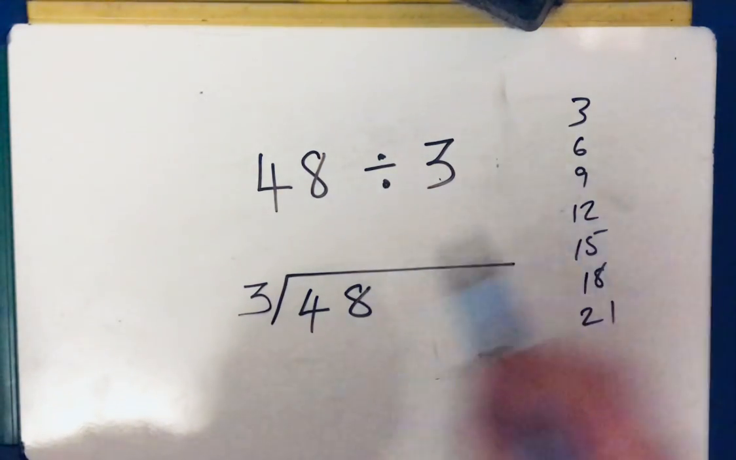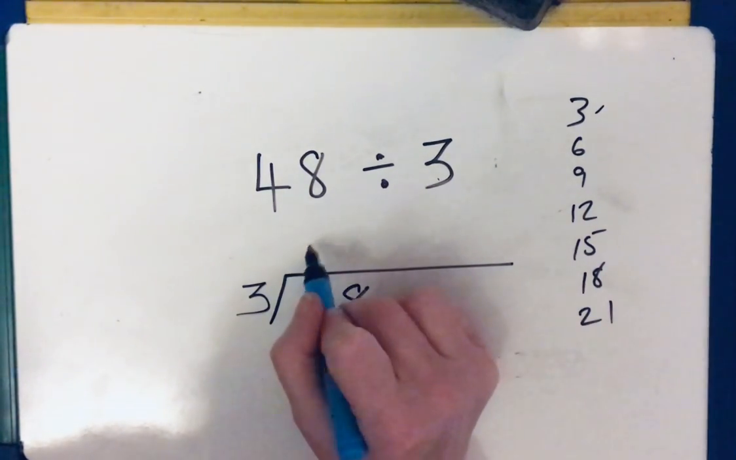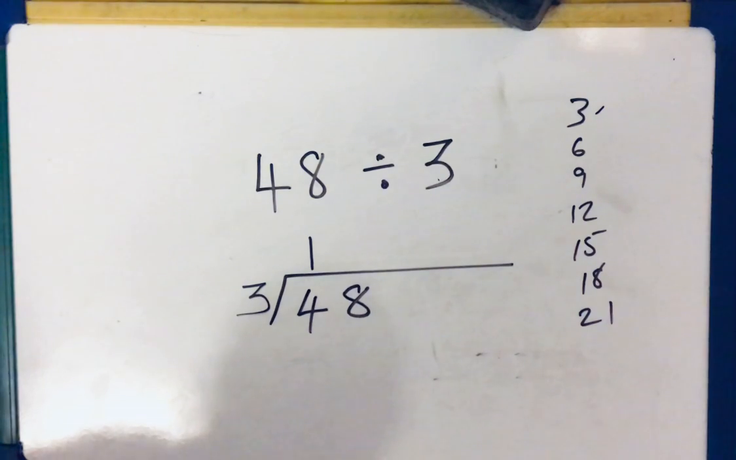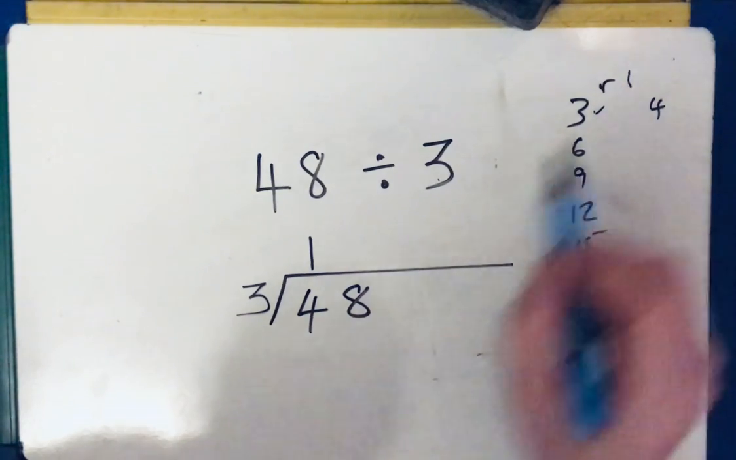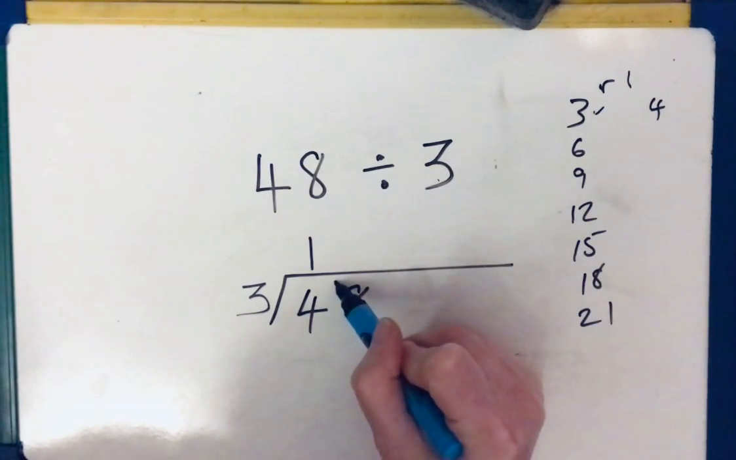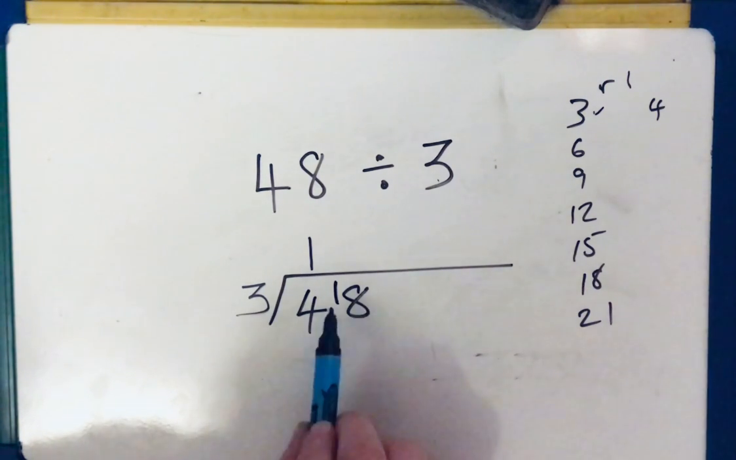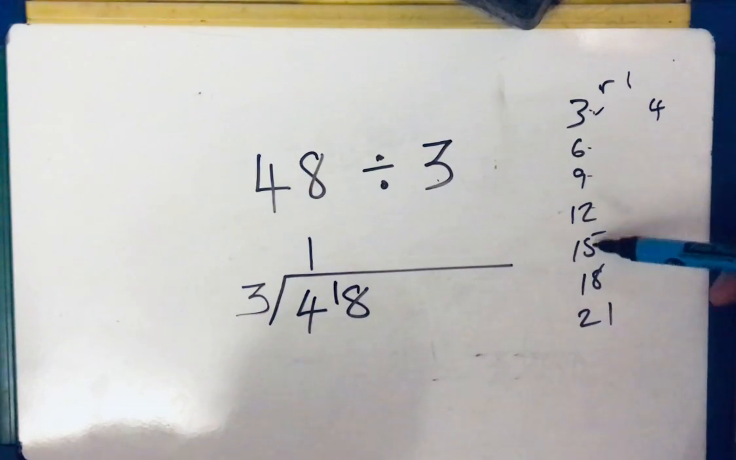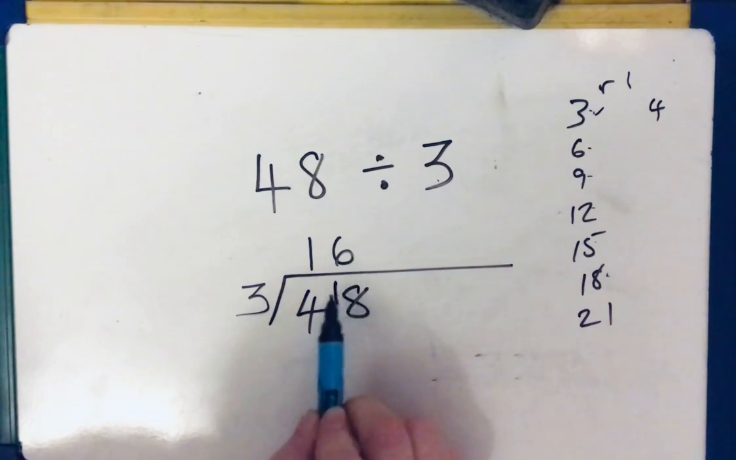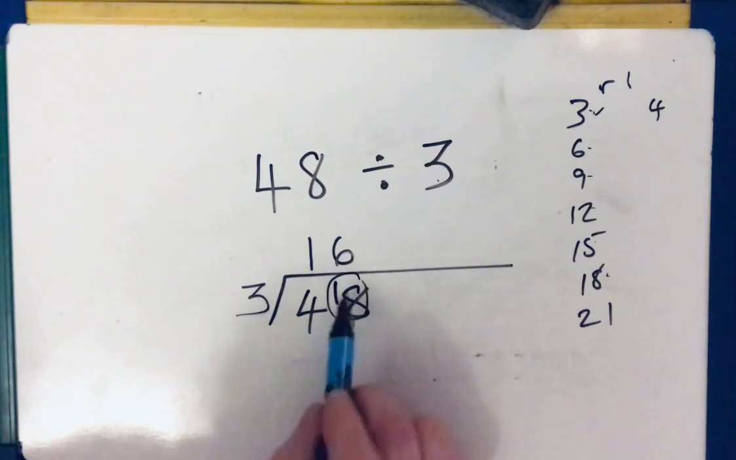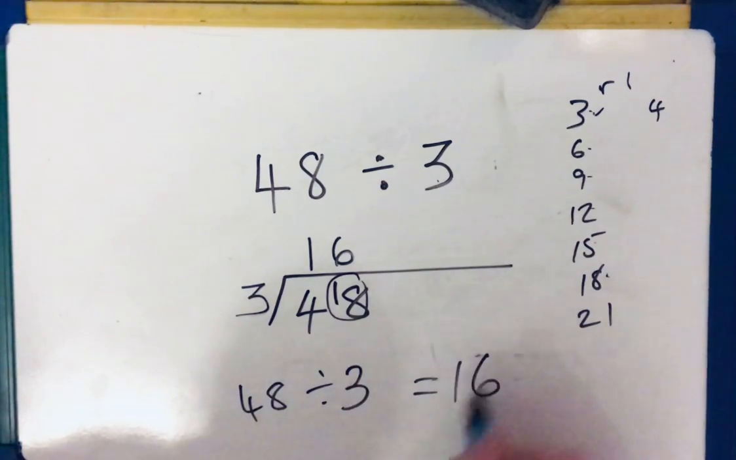So let's have a look. 3's into 4. It definitely goes in there. 6 is too big, so it only goes in once. I'll write the 1 above the 4, but I want to go from 3 to 4, so there's a remainder of 1. Now that remainder gets written next to the next number, like that. 3's into 18. 1, 2, 3, 4, 5, 6. So I write how many times it goes into 18 right above it. So 3's into 18 goes 6. So 48 divided by 3 equals 16.